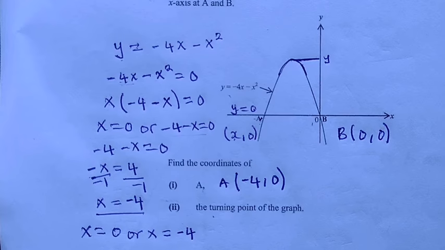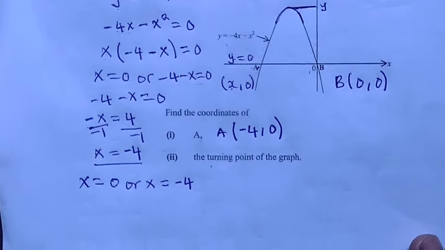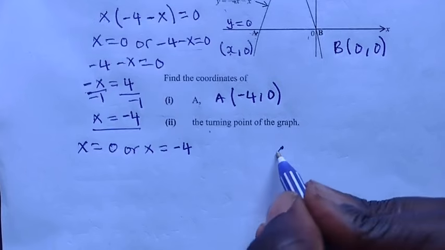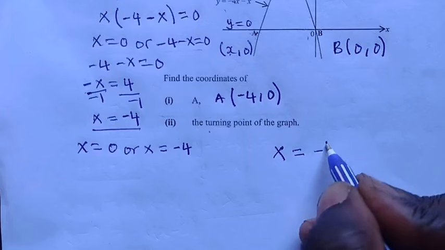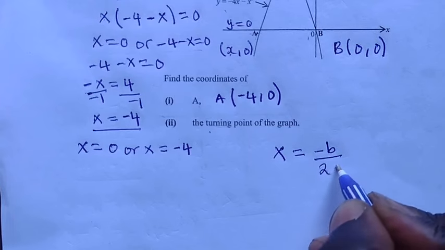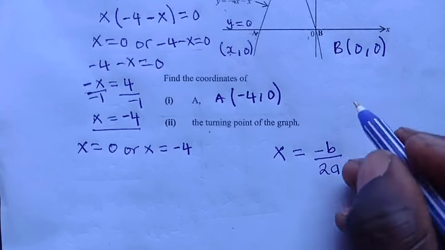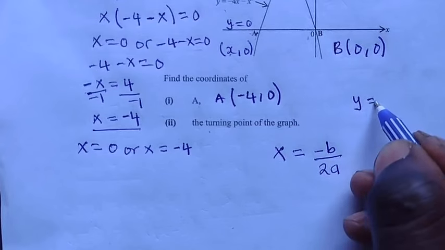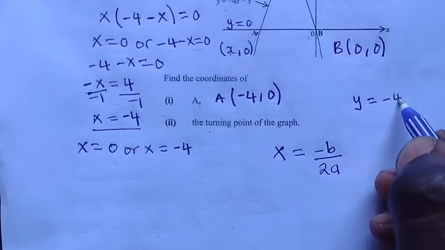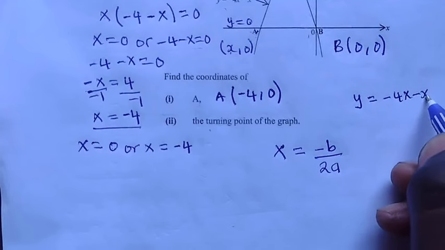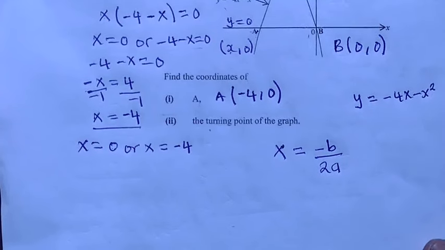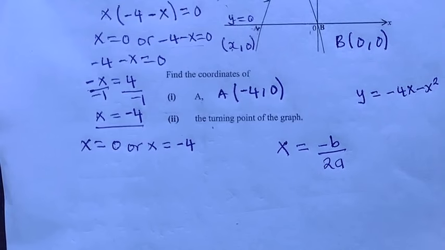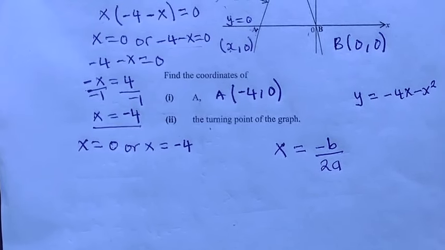So how do you find the x coordinate? To find the x coordinate, we are going to use this simple formula: x is equal to negative b over 2a. So take note of the function. The function is y is equal to negative 4x minus x squared. This is our function. So I hope that you are following.